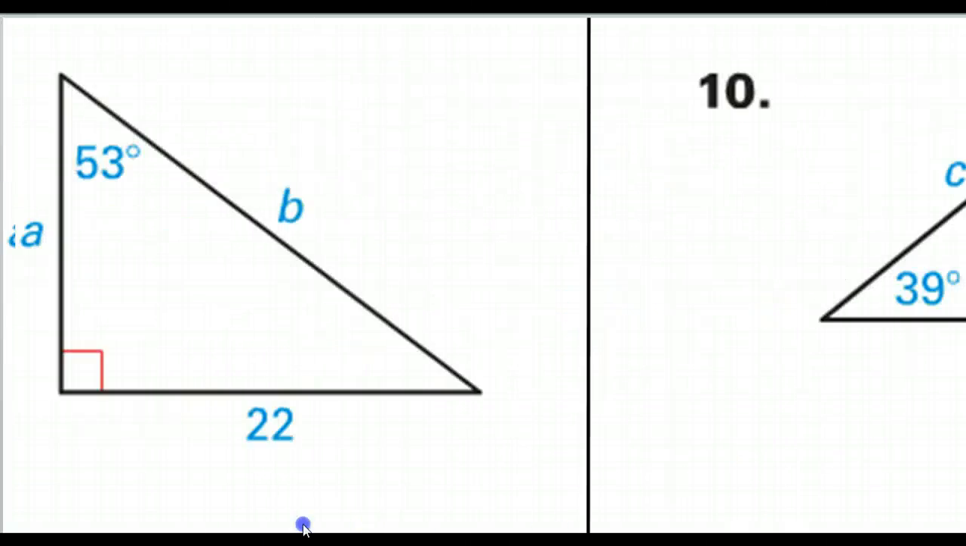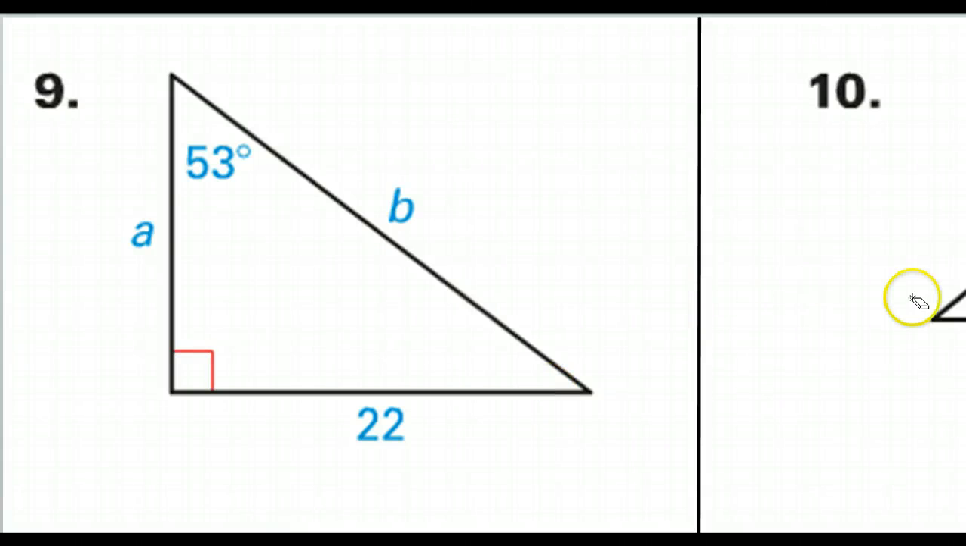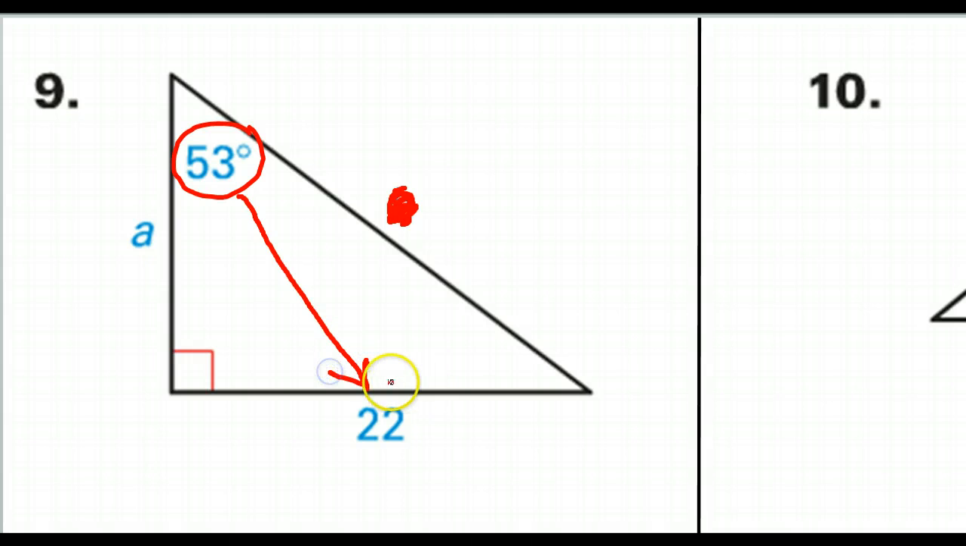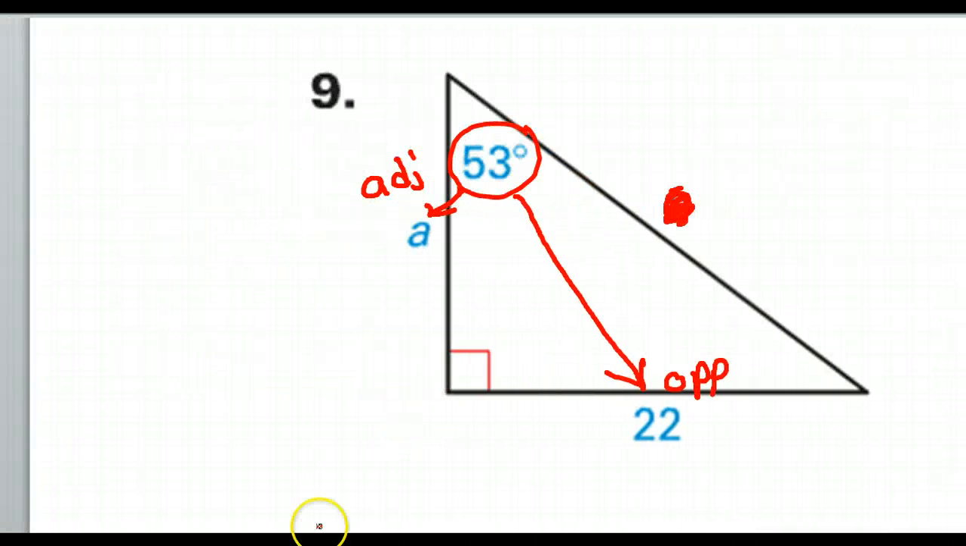Okay, let's do number 9 right here. Okay, we have to ask ourselves which trig function we're going to use. So we've got our 53. I have A, B. I'm going to find A first, so I'm just going to scribble out this B. That was the hypotenuse, by the way. So that means this 22, see how far away that is? That is my opposite leg. And this one, that's really close, is my adjacent leg. Opposite over adjacent. Once again, that is the tangent function.